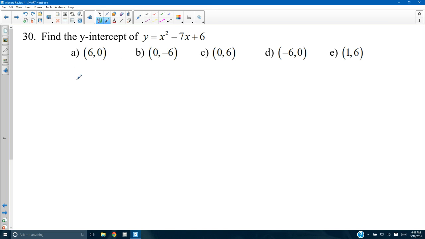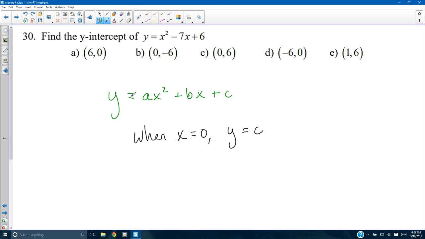Number 30. Find the y-intercept of y equals x squared minus 7x plus 6. Great thing about this, if it's written in standard form, which I don't want you to trust that it's written in standard form, but when it's written in this form, when x equals 0, what happens? This term goes away. A times 0 squared is 0, plus b times 0. All that's left is c. When x equals 0, y equals c.